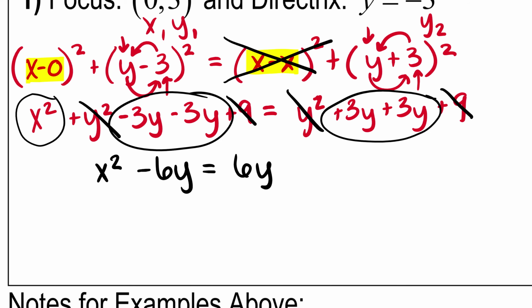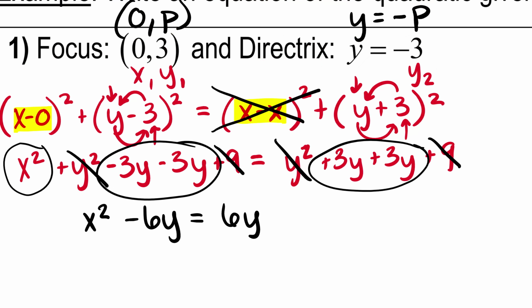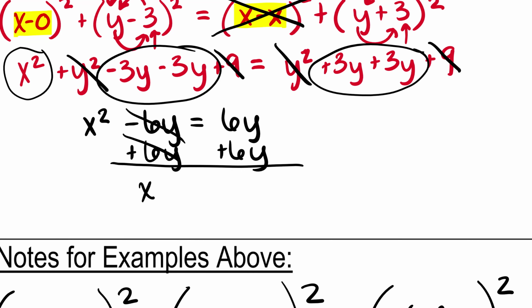Now, I want to solve for the letter or the variable that is not squared, right? And if you look at the top of my directrix, notice it has y equals, so I want y equals. I need to solve for y. So to do that, I'm going to go ahead and move all my y's to the other side. That would get rid of those. 6 plus 6 is 12. And then to solve for y, the final step would be divide both sides by 12.